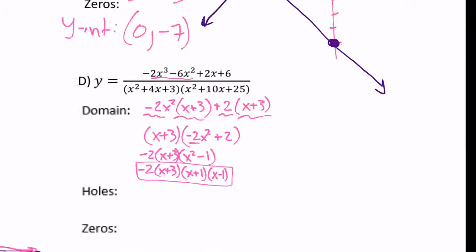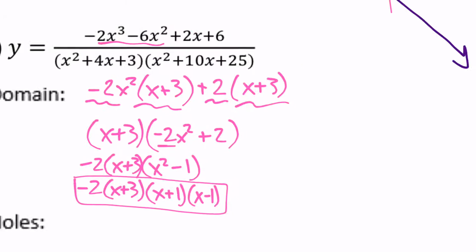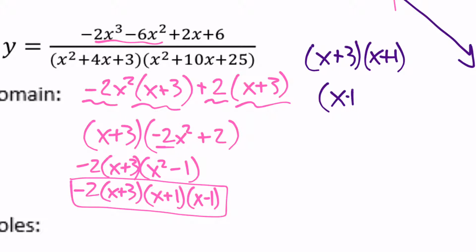So now let's go to my denominator. Denominator, I have two quadratics. X squared plus 4x plus 3 is going to factor as x plus 3, x plus 1. X squared plus 10x plus 25 is a perfect square trinomial. It will factor as x plus 5 squared.